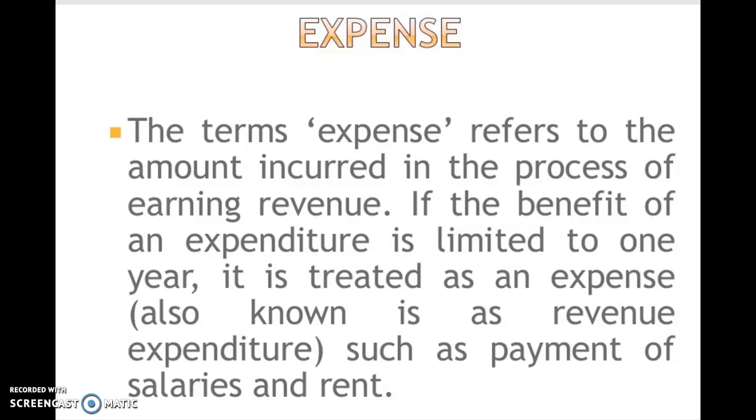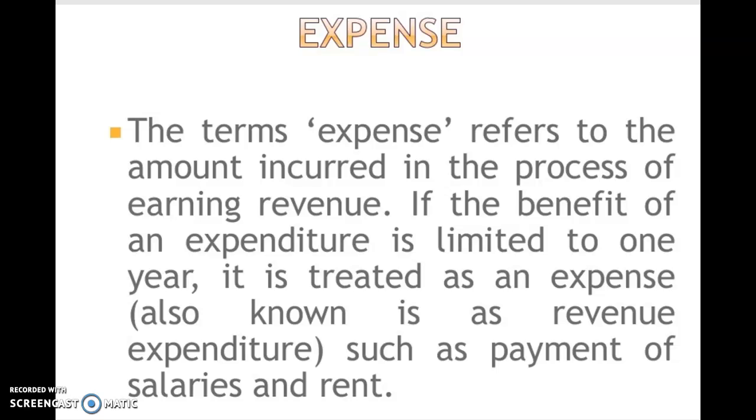Any expenditure which qualifies or completes three conditions is known as capital expenditure. First, it is relating to the purchase of long-term assets or non-current assets. Second, the benefit is available over a long period of time, more than 1 year, and it is of non-recurring nature, not to be done again and again. Any type of expenditure which passes these three important conditions is known as capital expenditure. For example, purchase of building, plant, machinery, vehicles, etc.